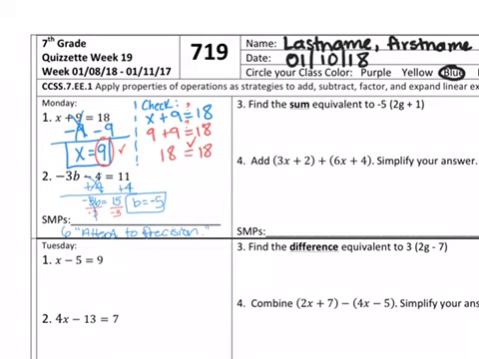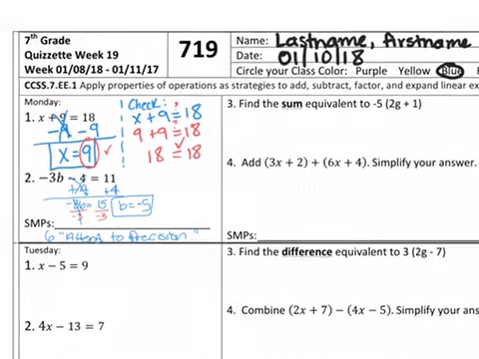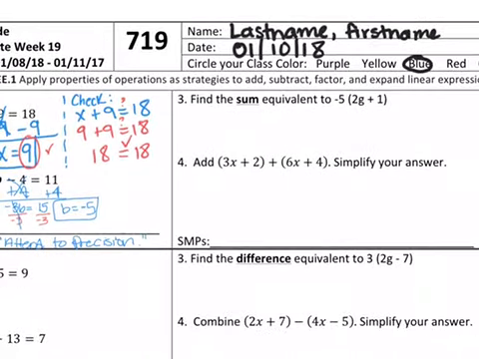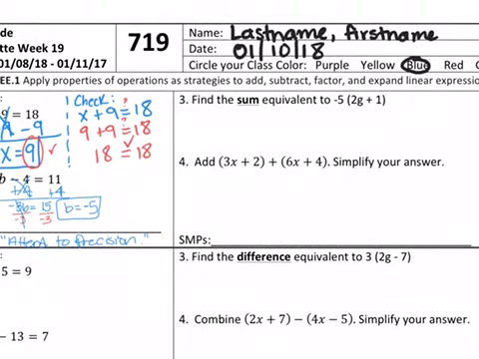All right, let's look at number 3. Number 3 says, find the sum equivalent to -5 times the quantity 2g plus 1. This right here is recalling a very important property that we learned. That property was called the distributive property, and you have notes on this. So if you don't remember, just take out your math notebook and look at it.